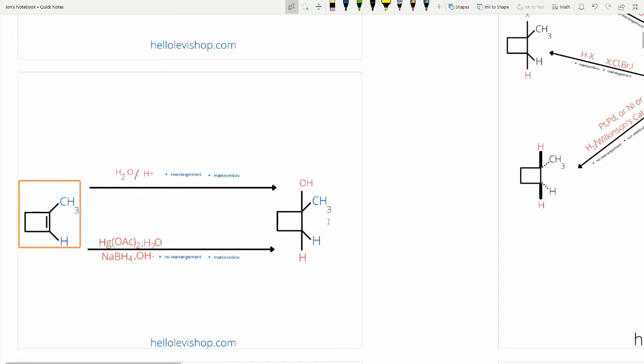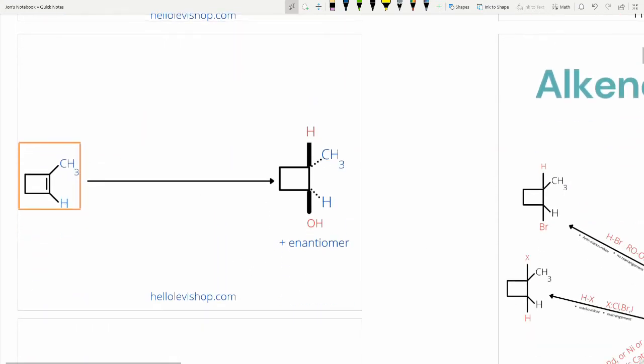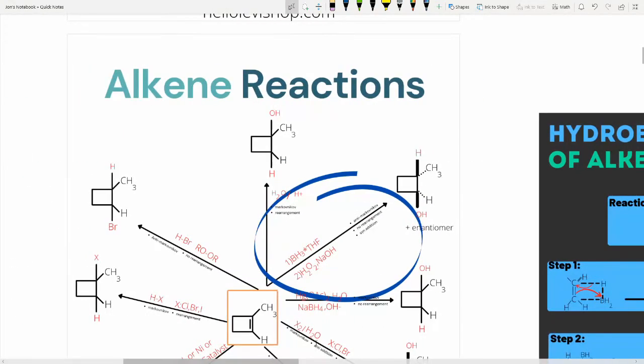Now, if we look at the next example, we are trying to have an alcohol on the least substituted carbon, meaning it is the anti-Markovnikov product. We also see that we've introduced some stereochemistry, and in this case, it is the syn addition. Now, if we move to the right, we can see that the hydroboration of alkenes, which is circled right here, will produce an alcohol on the least substituted carbon and also adds a syn addition.